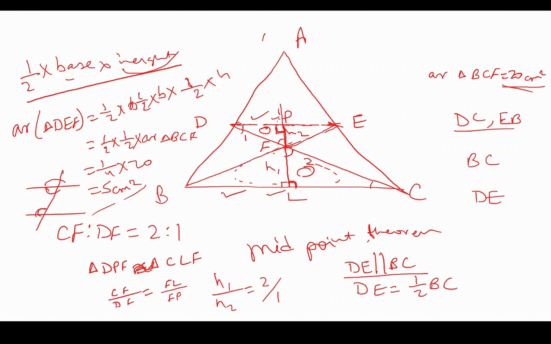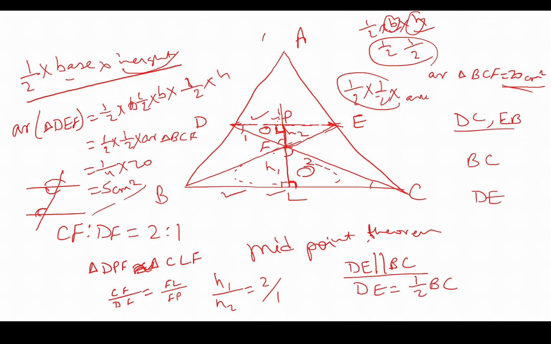See, area of the triangle is half into base into height. So if B is the base of triangle BCF, H is the height of triangle BCF. So when we are calculating the new area, this base is half and this height is also half. So overall the area will be 1/4 into area of the triangle BCF. So that will be 1/4 into 20 is equal to 5 centimeter square. So this 5 centimeter square is our answer.